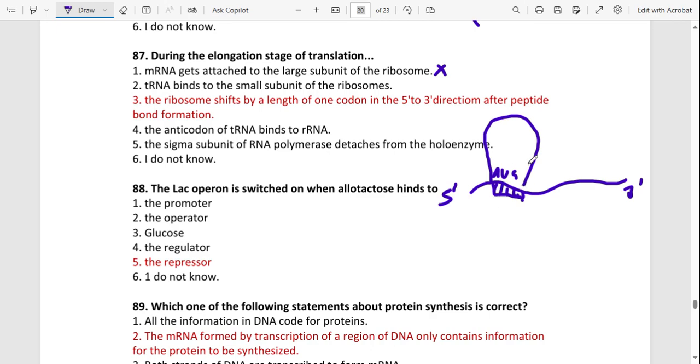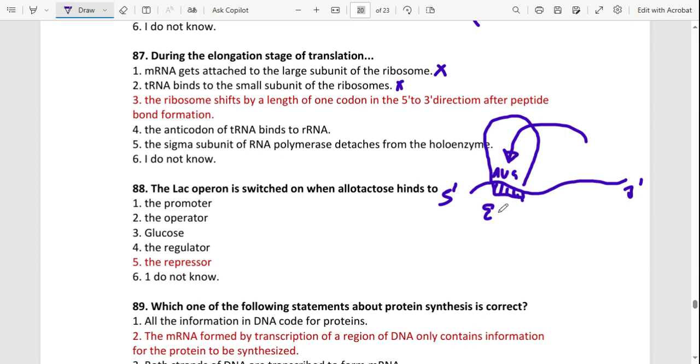Then you read the AUG and command a tRNA to bring the amino acid methionine, which is the first amino acid. The tRNA binds to the small subunit of the ribosome, coming in and binding within this complex complementary to the mRNA. The ribosome shifts by a length of one codon in the 5' to 3' direction after peptide bond formation. Yes, this is what happens.